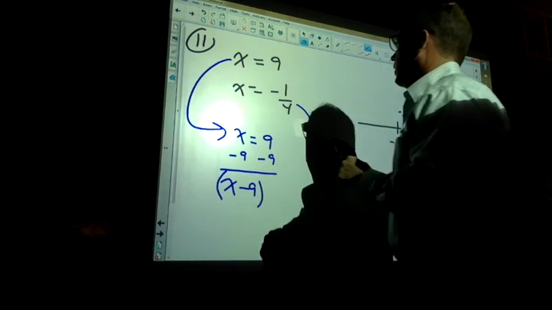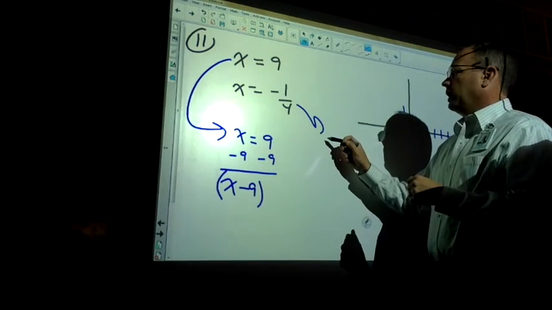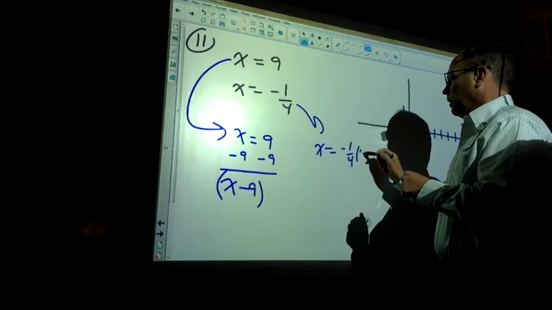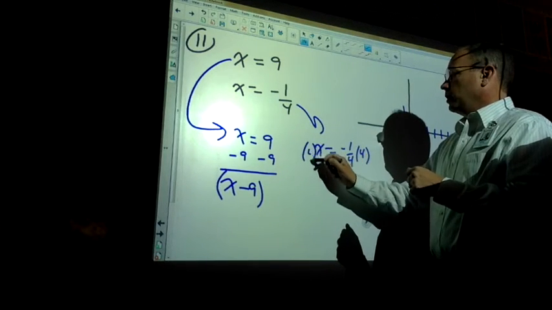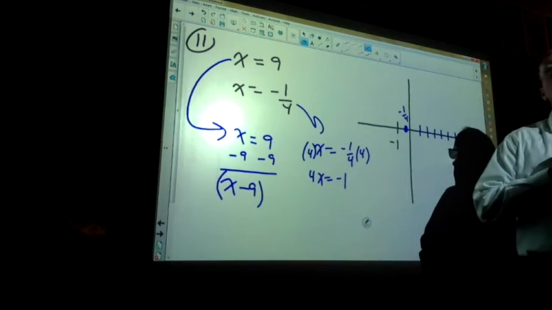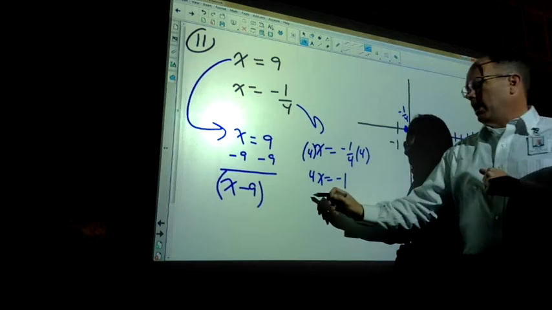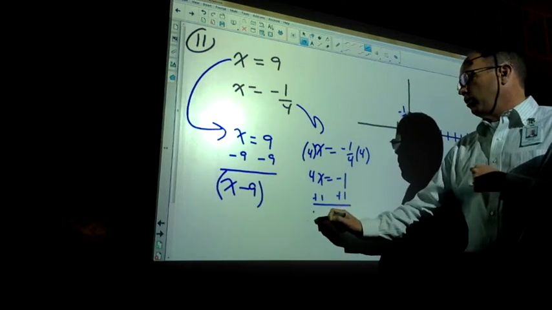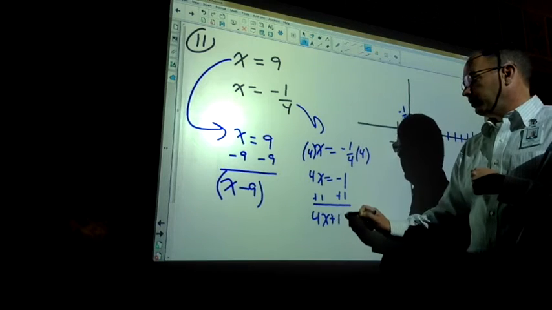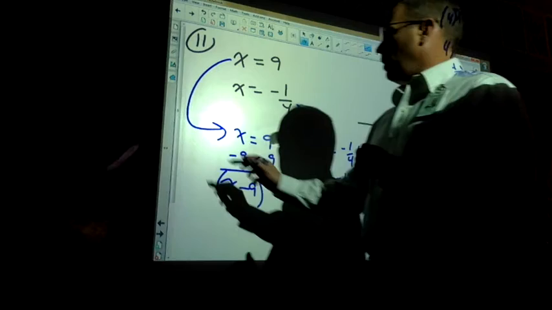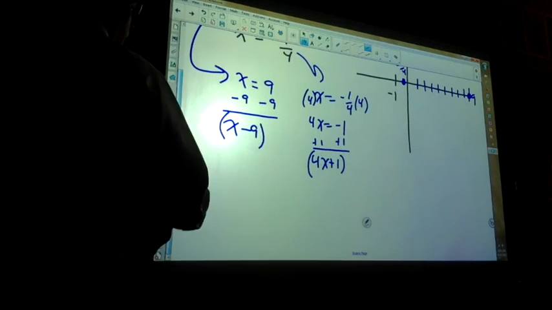Let's take this one. So first thing I'm going to do on this one is multiply. Because I have a fraction, I'm going to multiply both sides by 4. So I get 4x equals negative 1. Is that okay? And then I add 1 to both sides. So I get 4x plus 1. Is that all right?